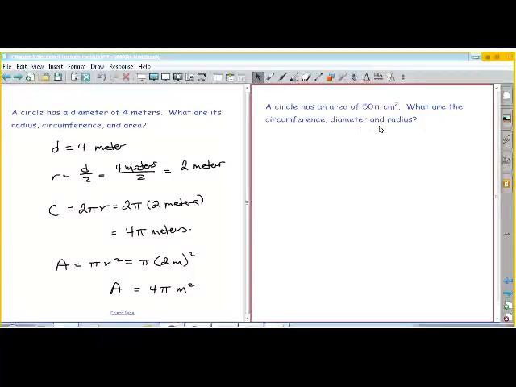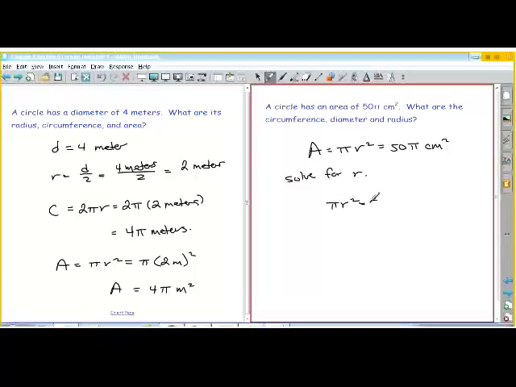Here they give you the area, and they want you to calculate the circumference, the diameter, and the radius. So let's write it out. The area is pi r squared, which is equal to 50 pi centimeters squared. So this is the equation for the area in terms of the radius. This is the actual value. So what we want to do is solve for r. We can't go from area directly to circumference. You've got to calculate the radius first, and then you can go back and calculate the circumference.